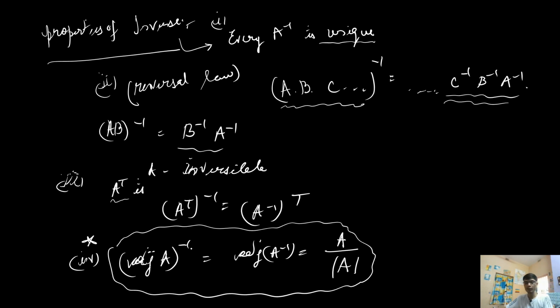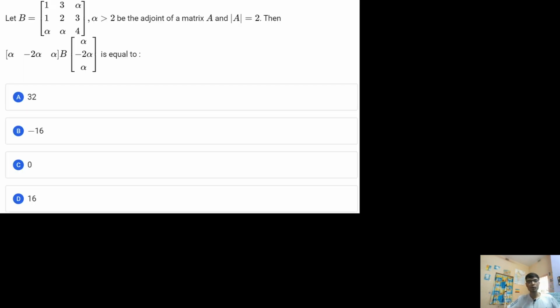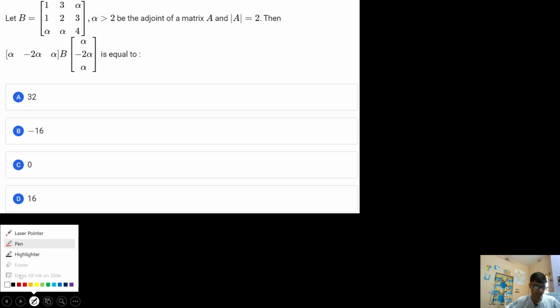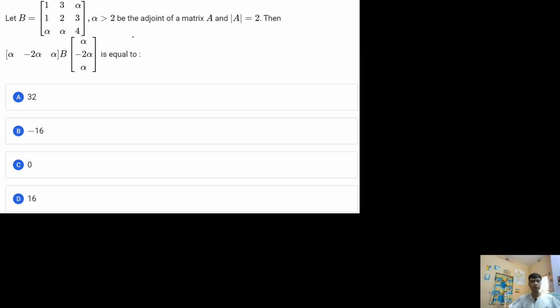Now let us move further and study how to solve some important questions. I hope the concept of inverse and adjoint was clear, and let us solve some questions now. What is talked about in this question? In this question, a matrix is given in the form of some unknown quantities. The adjoint of matrix A is B, so B is equal to adjoint of A, and we are given the determinant of A.